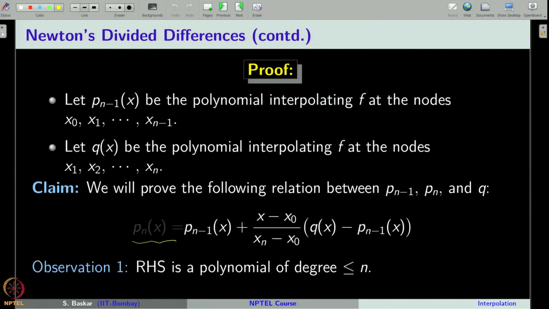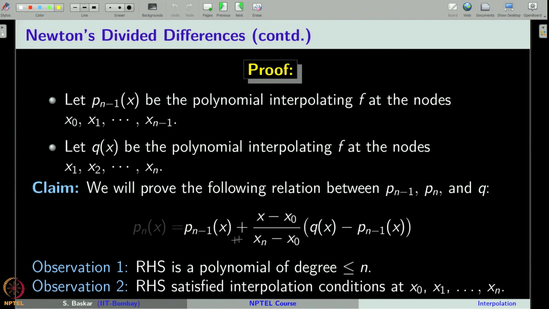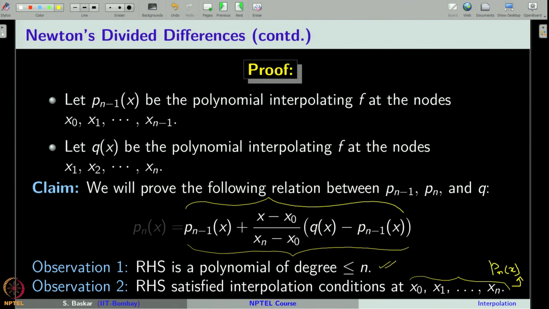For the time being, let us forget this part and just take the right hand side polynomial. Just now, we have seen that the right hand side polynomial is of degree less than or equal to n, right? So, that is very clear. You can also see that the right hand side polynomial satisfies all the interpolating conditions at x0, x1 up to xn. Remember, P_n of x is the interpolating polynomial of f at these nodes. Now, what we can observe is even this polynomial, which is a polynomial of degree less than or equal to n, also satisfies the interpolation conditions at these nodes.